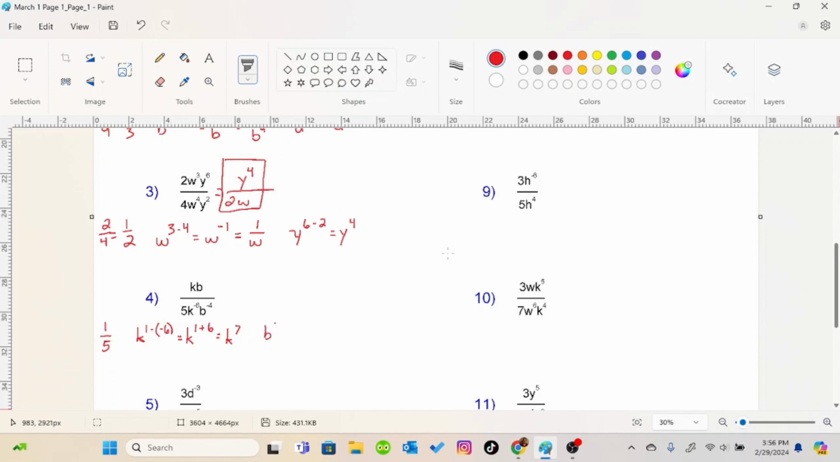For b, we have 1 on top minus -4 on the bottom. Minus a negative becomes addition. And 1 plus 4 becomes 5. So now on top, we have k to the power of 7 and b to the power of 5. And on the bottom, we just have 5. And this is our final answer.